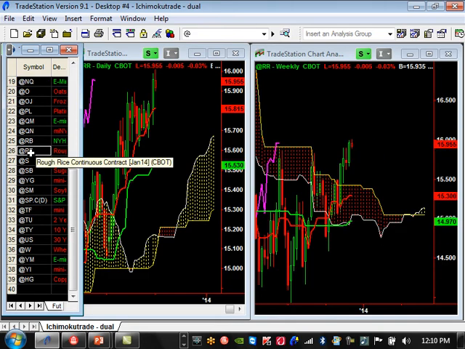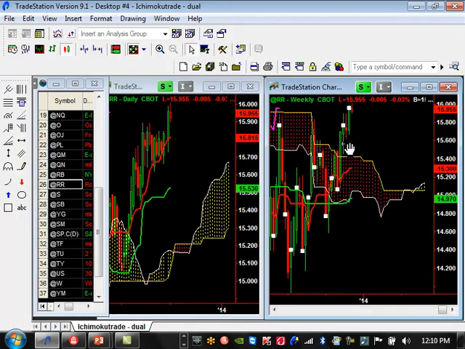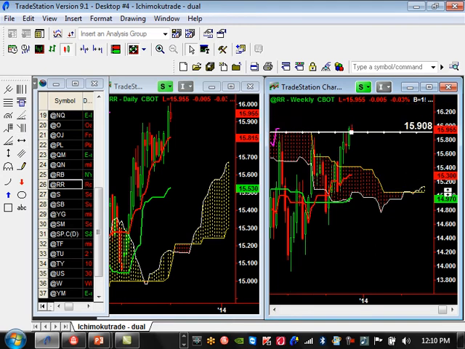Rice, rough rice, right now it looks like a cloud break. It looks like it's trending on the daily. However, we're at a resistance level right now on the weekly time frame, which is here, 15.08, 15.908. Support on this one is going to be 15.400.